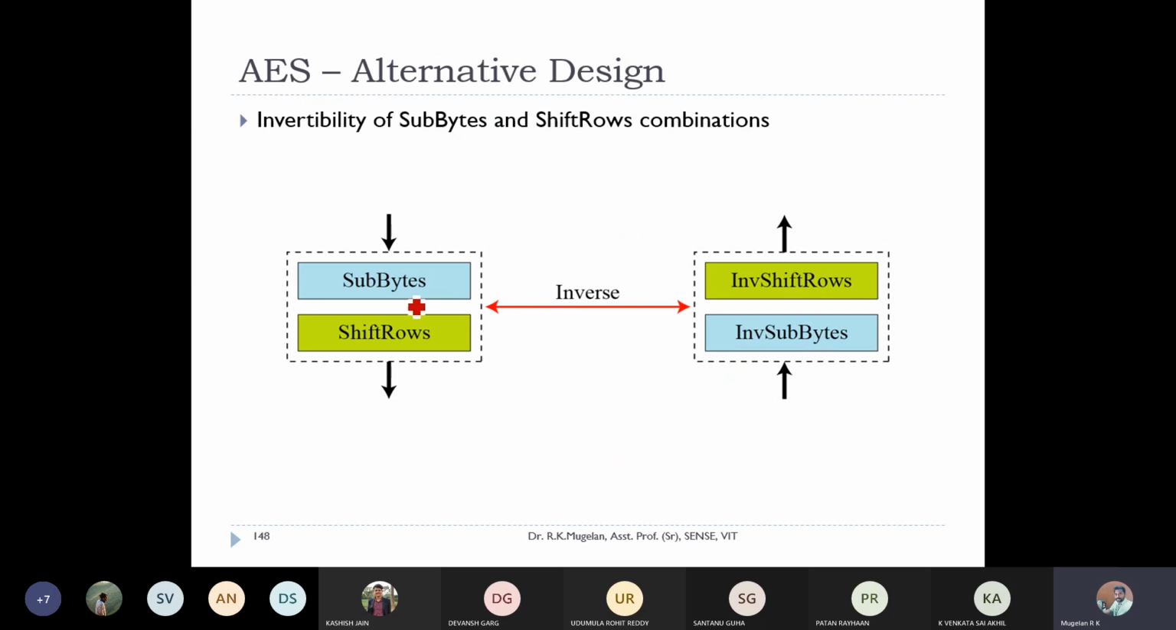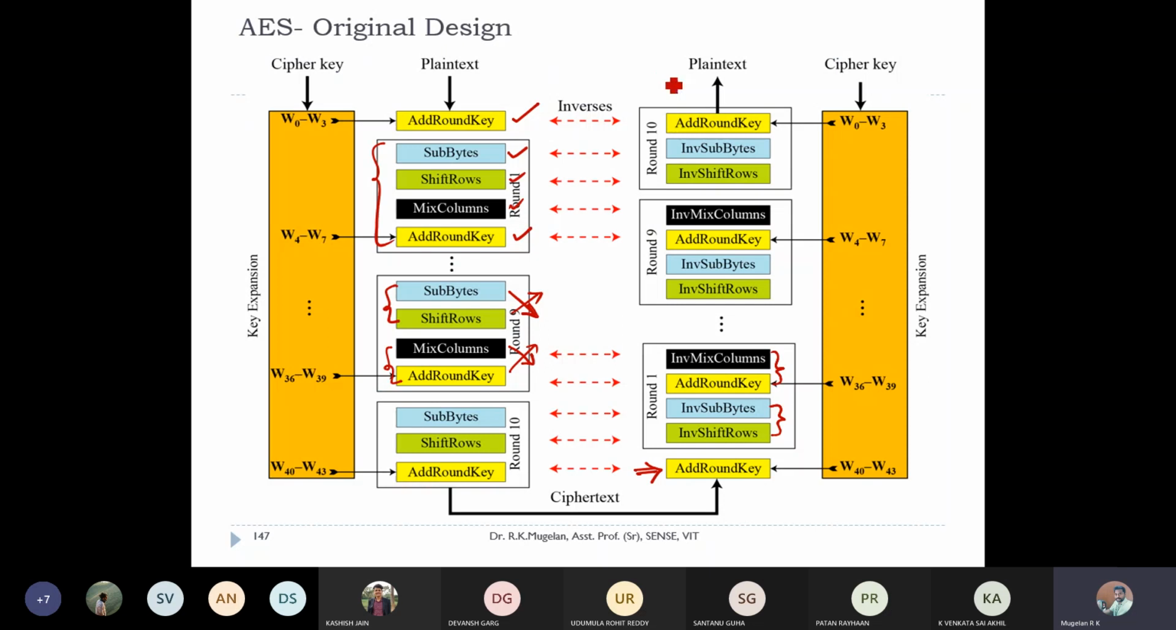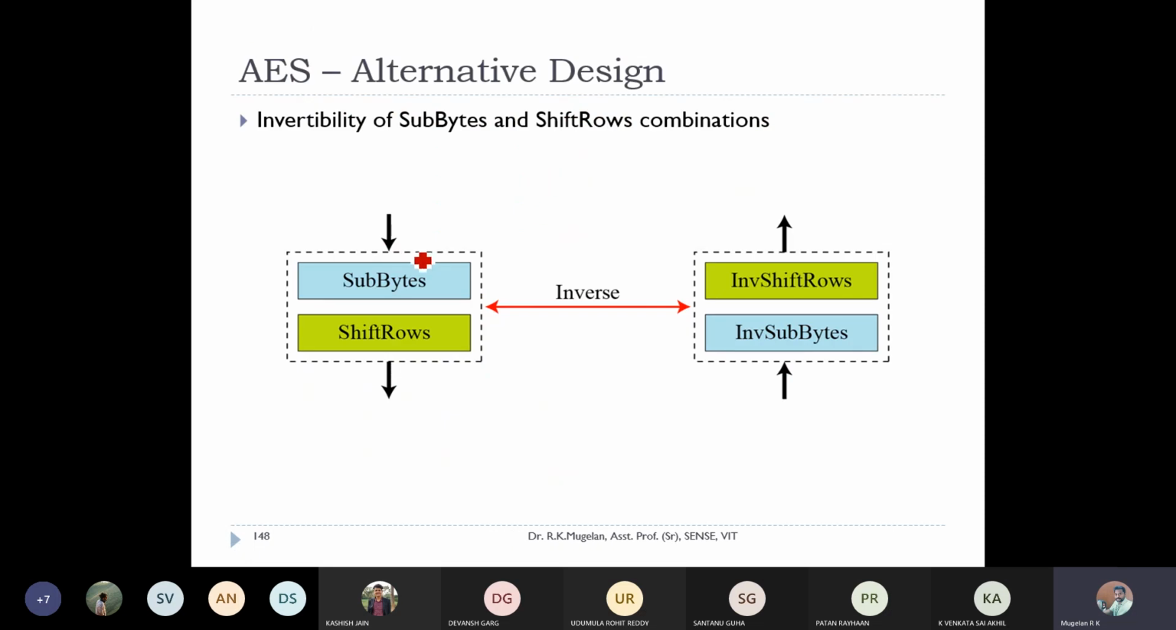This is the original design provided there. That is, you have sub byte and shift rows, and sorry, this is the original design. They showed sub byte and shift rows are going to be interchanged. But it causes major confusion at the decryption end. So the alternative approach: you can go this way. If you start with sub byte and shift rows, again I can go with inverse sub byte and inverse shift rows.